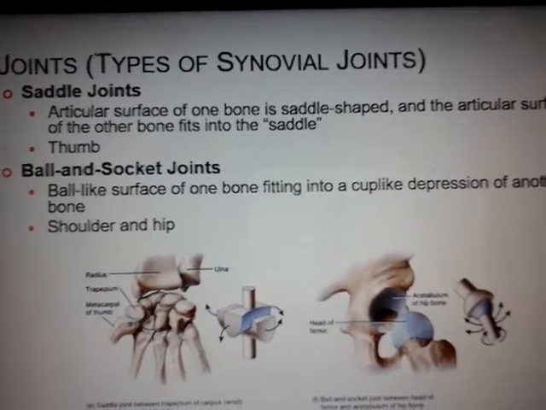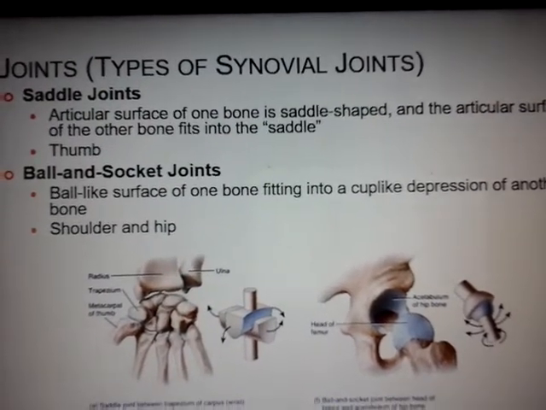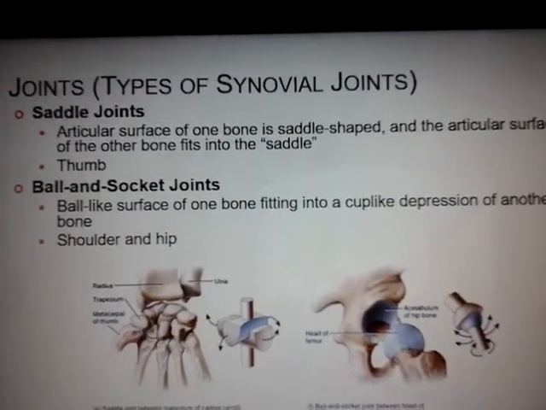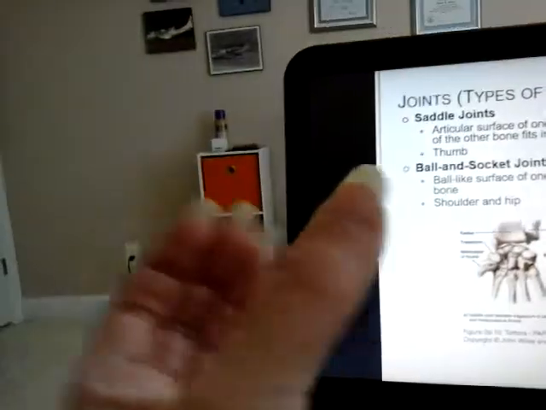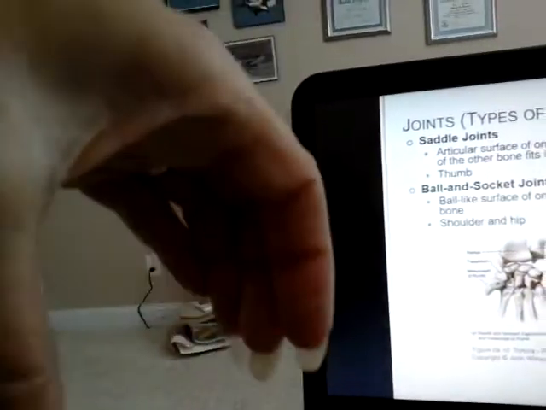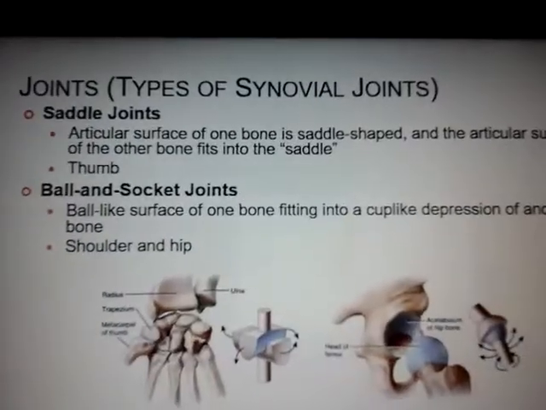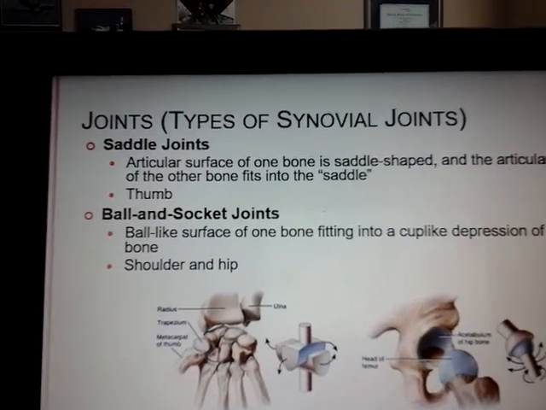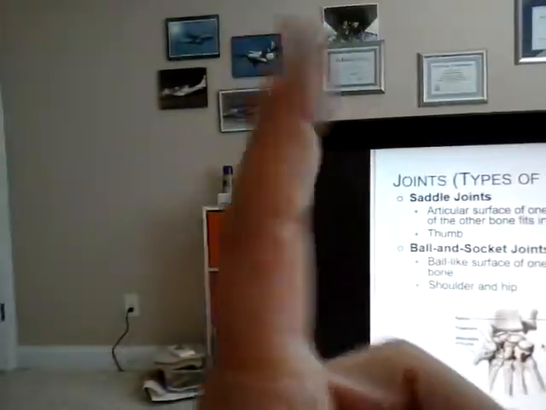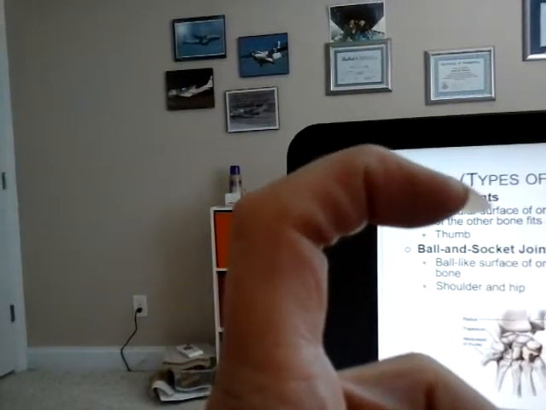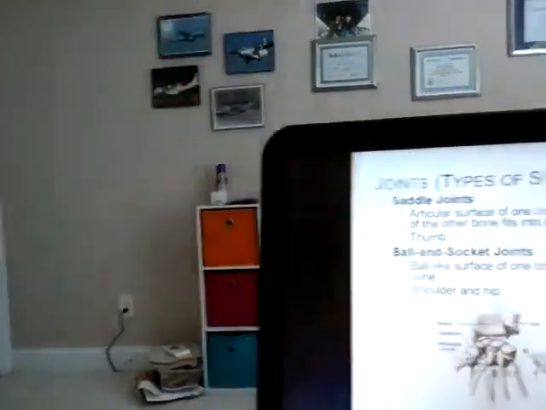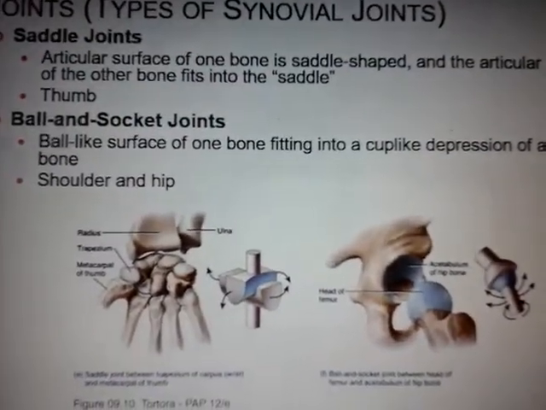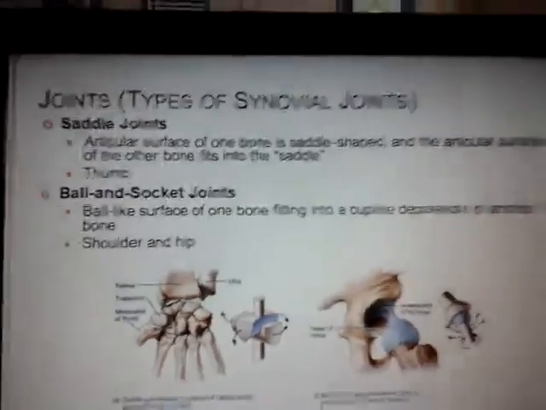Saddle joints would be like the joints of your knuckles. So the articular surface is saddle shaped. Like one joint is shaped like this, and the other is shaped like this, so they fit together. So it talks about your thumb, but that's basically your knuckles. And your knuckles would also be like hinge joints because you can only bend them one way. That would be a hinge joint. You can't bend it backwards. And then your ball and socket joints are the ones you're familiar with, your shoulders and your hips.